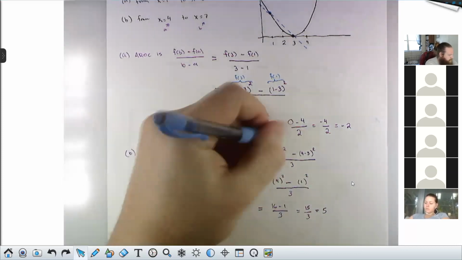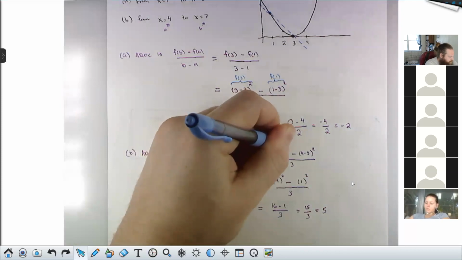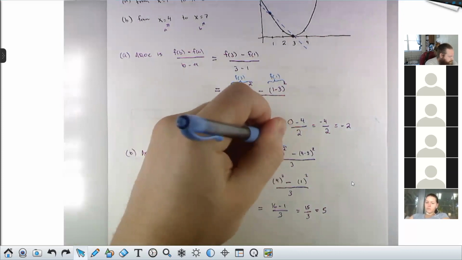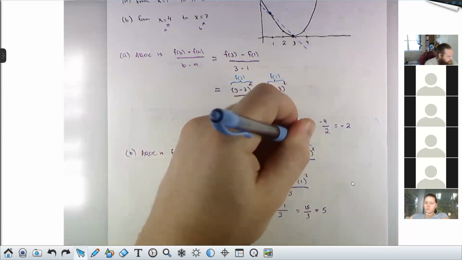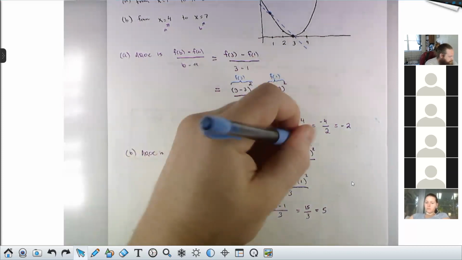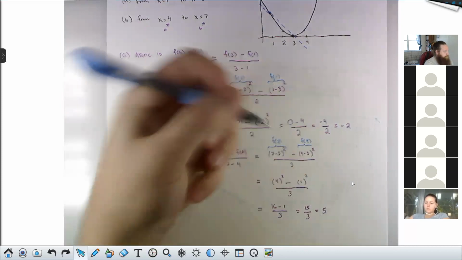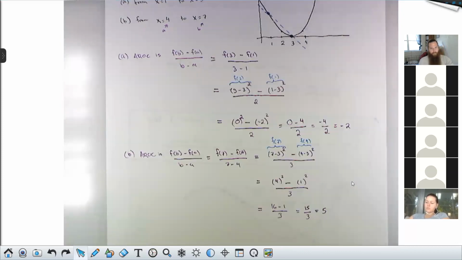And the step where things might look a little weird, or you might ask yourself, where is that coming from? Just remember, this is f of 7. This is f of 3, sorry, f of 4. So really, I'm just plugging.